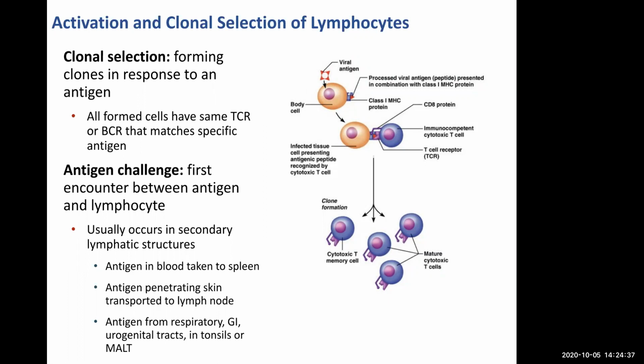So again, when you have an immunocompetent but naive T cell or B cell, the first time that cell is going to see its antigen is almost certainly going to be in a secondary lymphatic structure. It can be in the blood as well, but it'll more likely than not take place in a lymphatic structure. The antigen will be presented to a T cell in the context of MHC, or it'll bind directly to the B cell receptor, and it'll activate that cell.